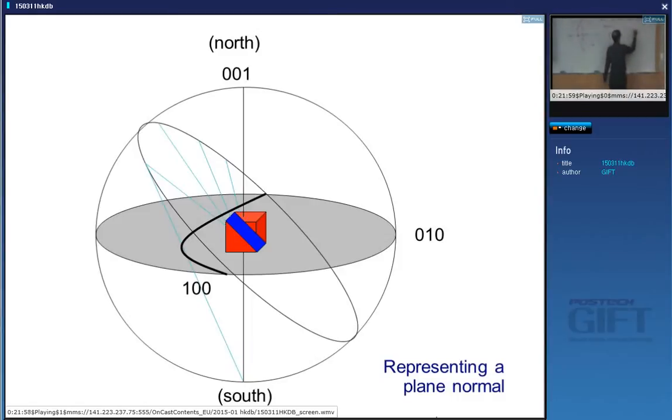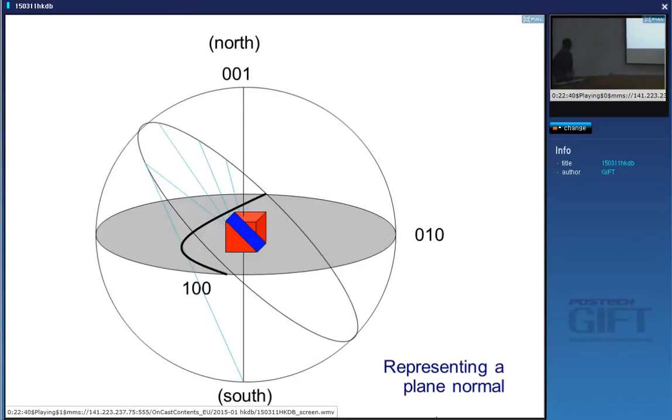So in this case, HKL is bar 1, 0, 0, and 0, 1, 1. So all these products are equal to 0, okay? Similarly, I think you can show that 0 bar 1, 1 is at 90 degrees to 0, 1, 1. And obviously that is just the opposite. Yeah. So that's called the trace of a plane. So it's the actual plane on a stereographic projection, representation of the actual plane rather than its plane normal.